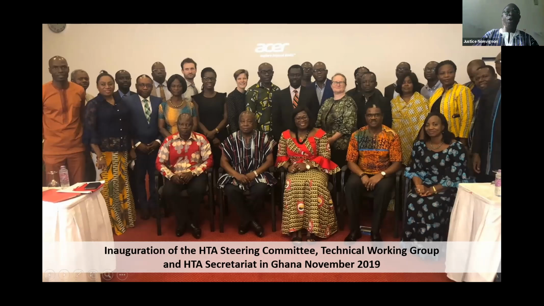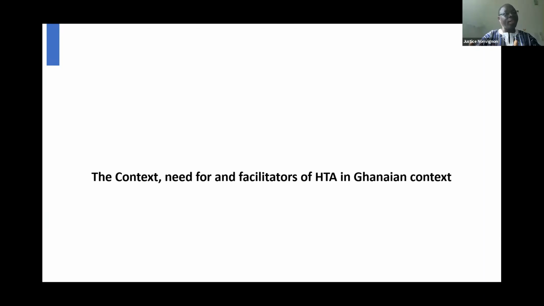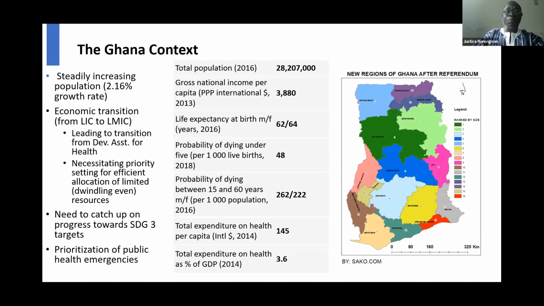But before this, we do know that priority setting has been used by different programs in different ways. But the institutionalization, or the official use of health technology assessment within the country, is a recent phenomenon. I want to share with you the context, the processes, and the current and planned work for the HTA in Ghana. So the context: Ghana is a West African country with a population of approximately 30 million people.